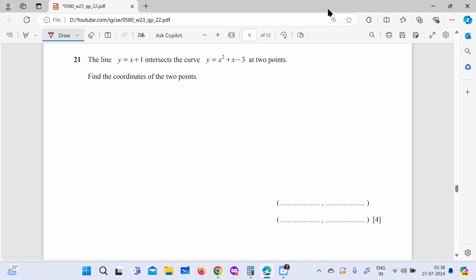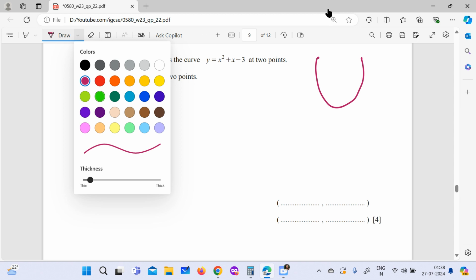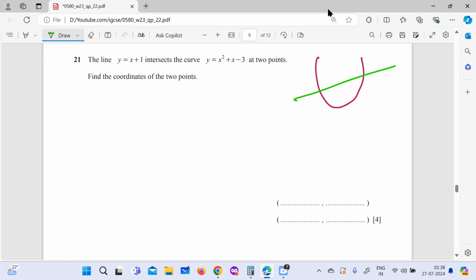Now, the line y equals x plus 1 intersects the curve y equals x square plus x minus 3 at 2 points. Find the coordinates of the 2 points. So this question means like this: you have a curve, and then you have a straight line, y equals x plus 1. This intersects the curve at 2 points, and you need to find the coordinates of these points. And this curve is y equals x square plus x minus 3.